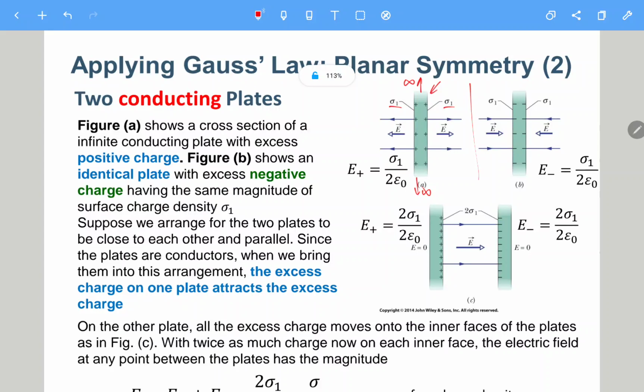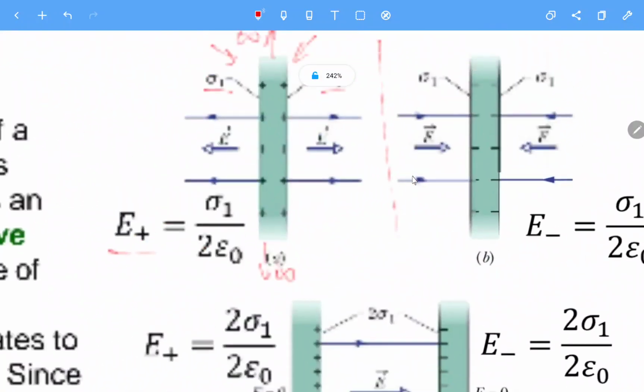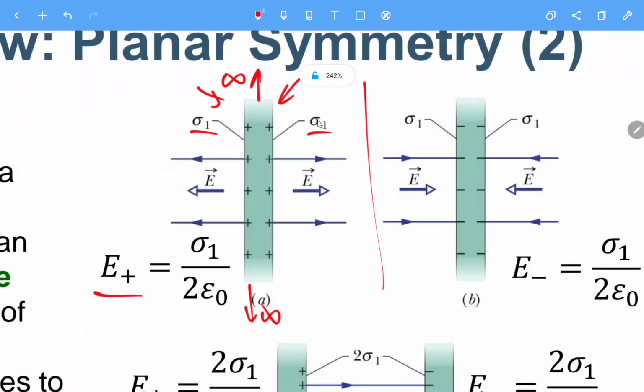And according to the result in the previous slide, we know that E plus generated by this structure will be sigma 1 over 2 epsilon naught. So just plug in the number, replace sigma by sigma 1. Nothing special. And for this one, rather than having positive charge, we have negative charge.